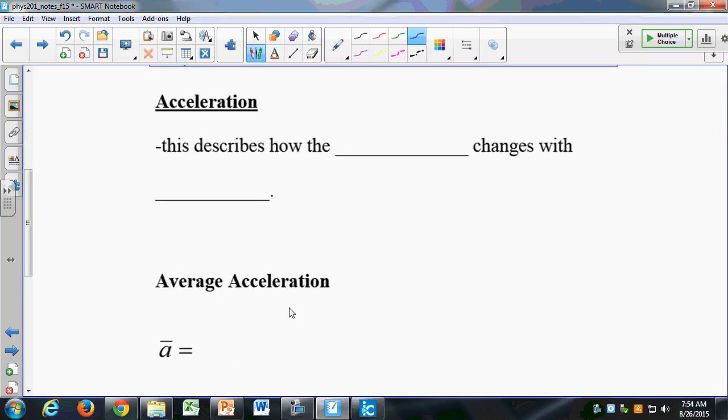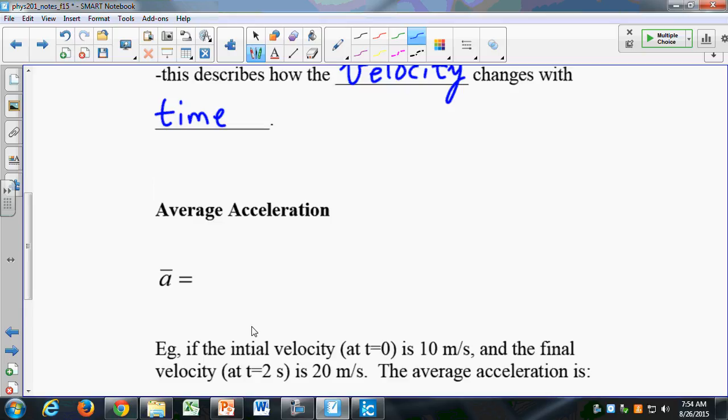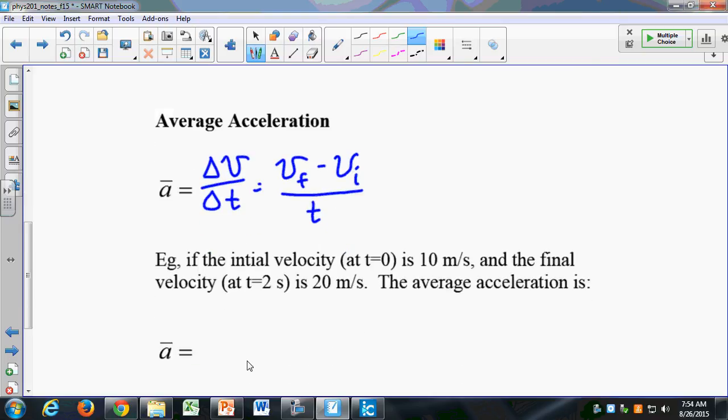Now let's move on and we'll define acceleration. This just describes how the velocity changes with time. And we define the average acceleration. We really define the average acceleration and the average velocity in order to further define the instantaneous velocity and acceleration, because those things are defined based on the definition of the average. So the average acceleration is just like we had for average velocity. It's going to be delta v over delta t. That's v final minus v initial divided by our elapsed time. Of course, taking t equals 0 is our initial time.